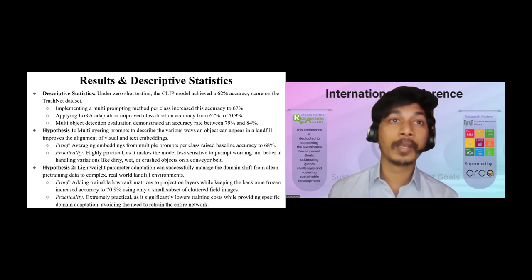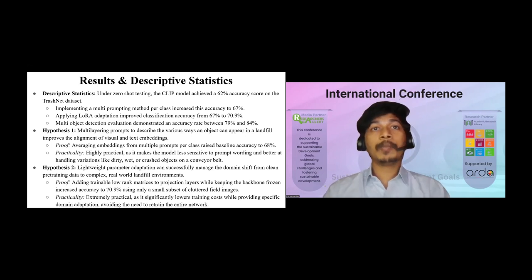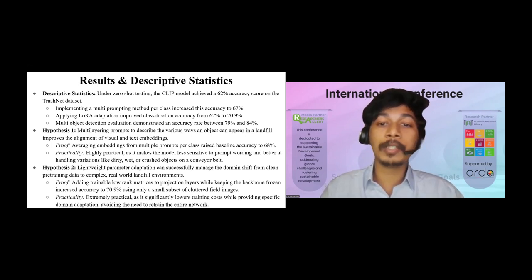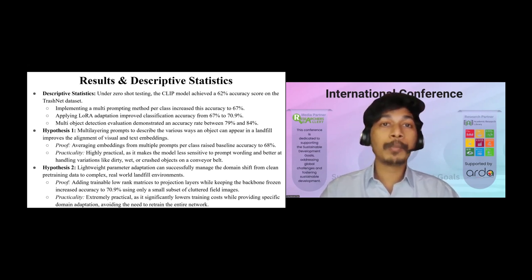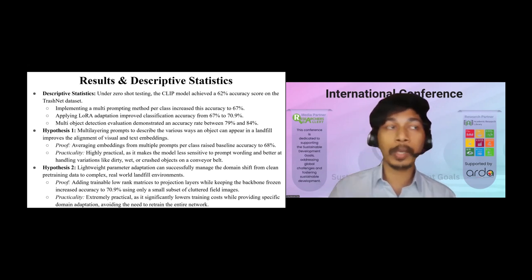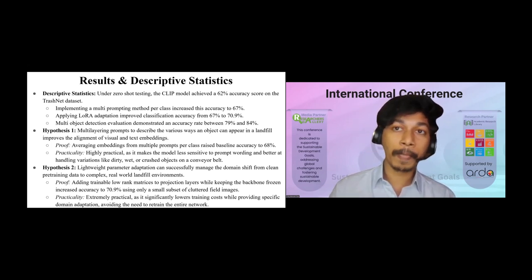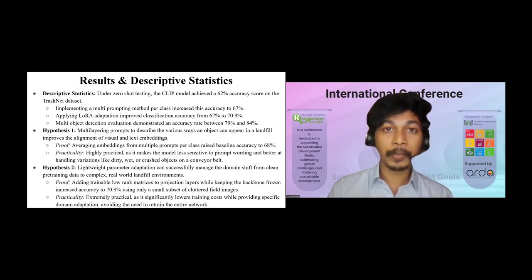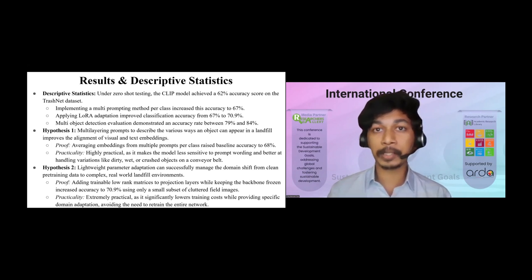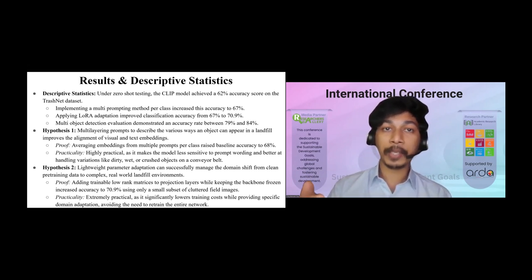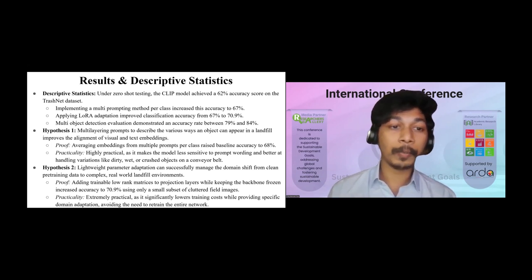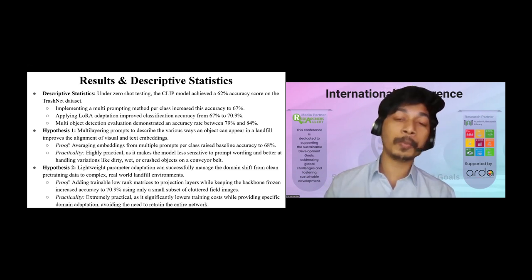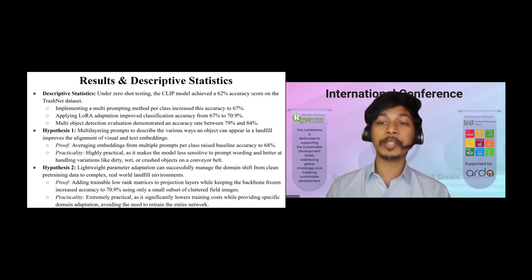The next point is we implemented a multi-prompting method per class, and this increased the accuracy to 67%. Multi-prompting is when we describe one particular waste with multiple prompts. For example, we have a crushed plastic waste. We can describe it as transparent plastic waste, translucent plastic waste, and also as crushed translucent plastic waste. By defining multiple prompts per class, we increased the accuracy from 62% to 67%.